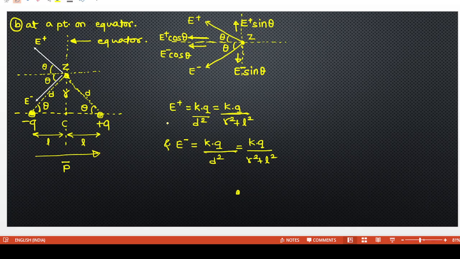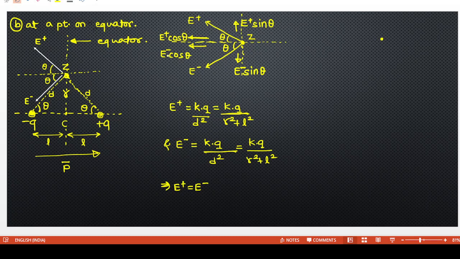Because this E plus and E minus are exactly the same, can I say the magnitude of E plus is exactly equal to the magnitude of E minus? The field produced by the positive charge is exactly equal to the field produced by the negative charge. So E plus and E minus are exactly equal in magnitude. Then can I say the E plus sine component and the E minus sine component will cancel each other? So what will be the net electric field at point Z?